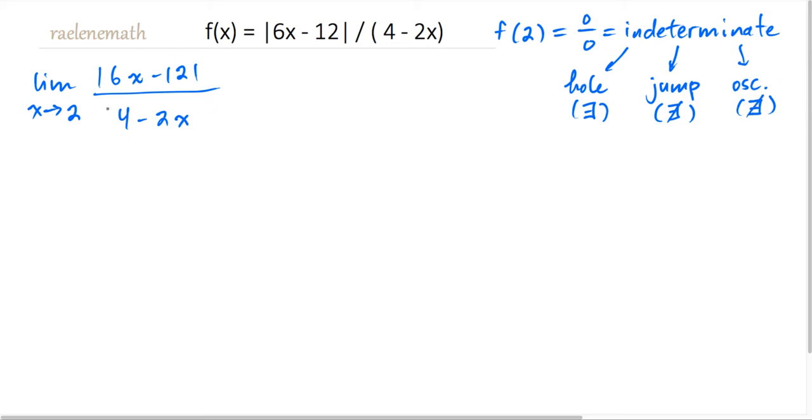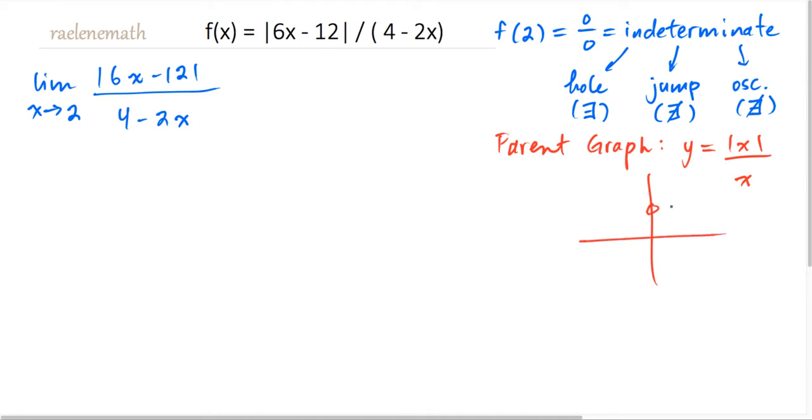If we know what this graph looks like, or have technology, we could evaluate the limit straight away. But if we don't, we need to use some other combination of numerical and algebraic techniques. This graph reminds me of a parent graph that I've seen before, and the parent graph is y equal to the absolute value of x over x. I know this graph to have a jump discontinuity because I've studied it before.